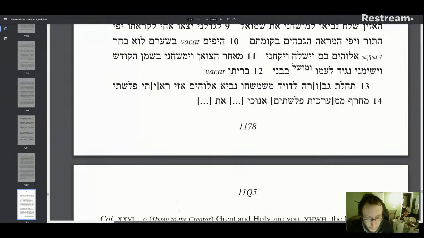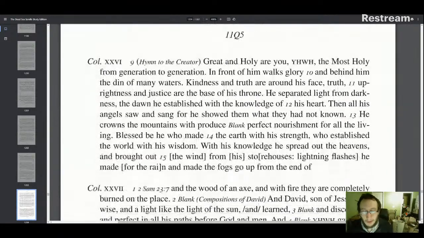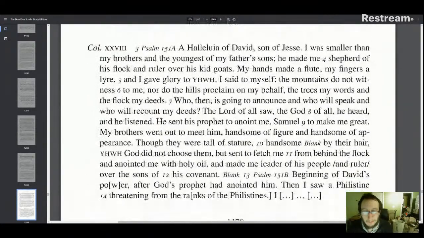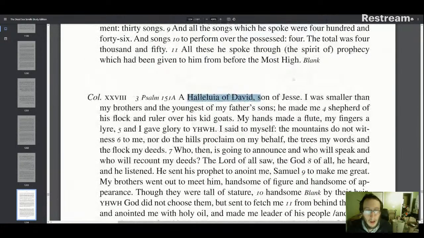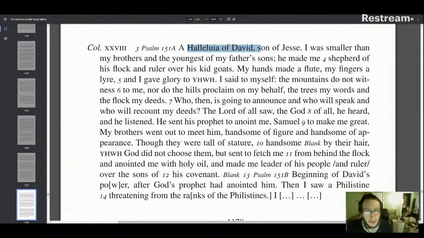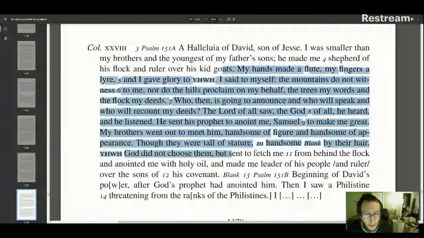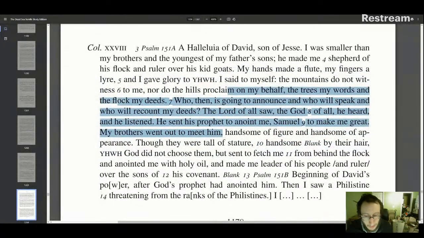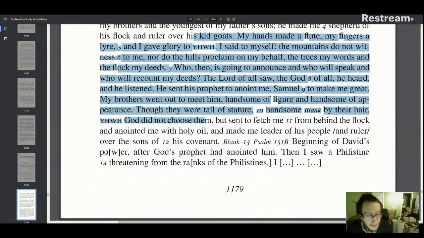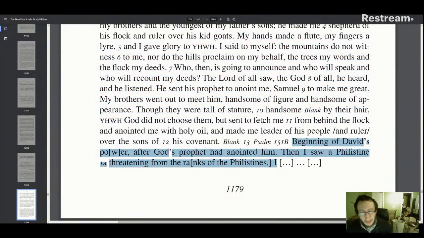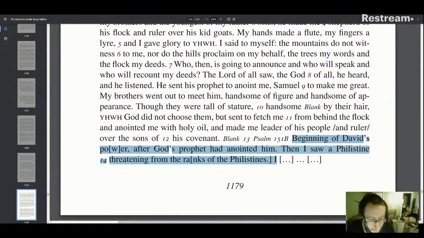So we're going to look at this too in a second, right here. But here we have an Alleluia of David, son of Jesse. I was smaller than my brothers and the youngest of my father's sons. He made me shepherd of his flock and ruler over his kid goats. So this is an account of when David was anointed by Samuel. So this would have been from the book of Samuel the seer. And then this next Psalm, 151b, would have been when he killed Goliath.